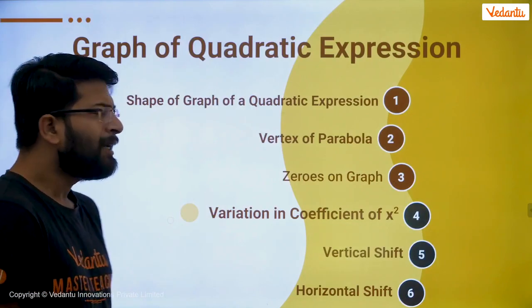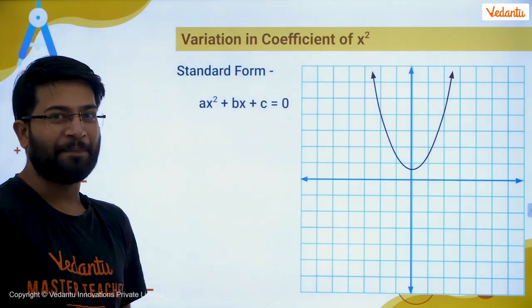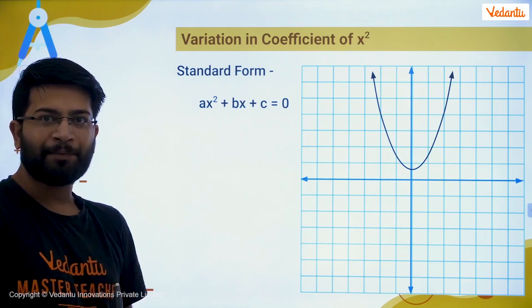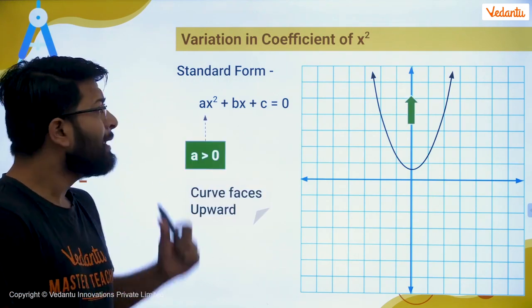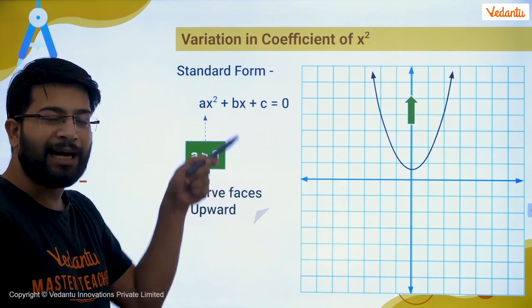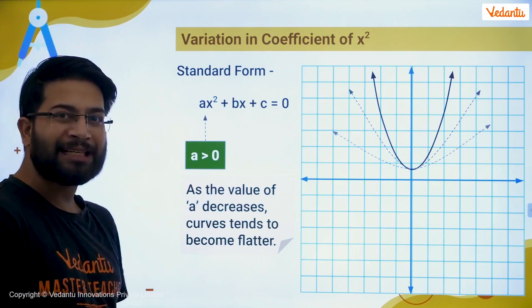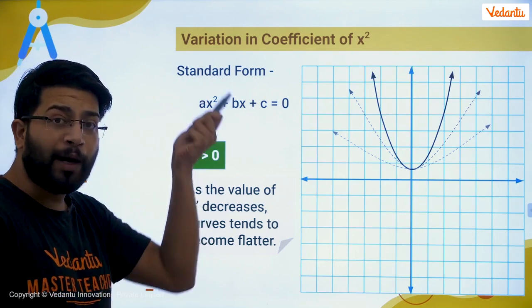Now, champ, let's see how the curve depends on the coefficient of x square. So, champ, let's say we have the standard form of quadratic. Now, if the coefficient of x square is positive, in that case, my curve will be facing the upward direction. So, champ, if the coefficient of x square is positive, then the curve will be facing upward.